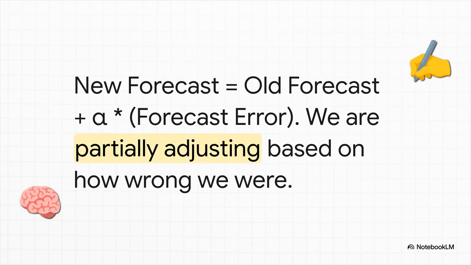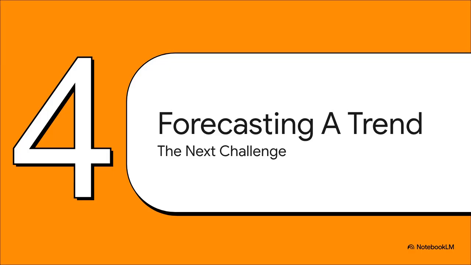And this is the magic formula, but in its most intuitive form. Your next forecast is simply your last forecast, plus a small correction based on how wrong you were. That forecast error is just a fancy way of saying, what was the difference between what I predicted and what actually happened? We are literally learning from our mistakes, period after period. It's brilliant. Okay, so simple exponential smoothing is pretty great, right?